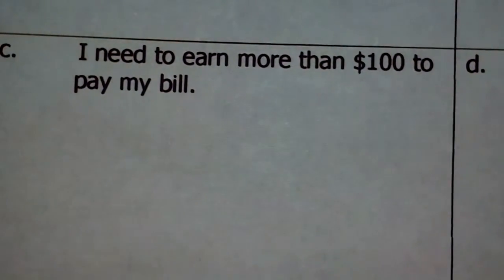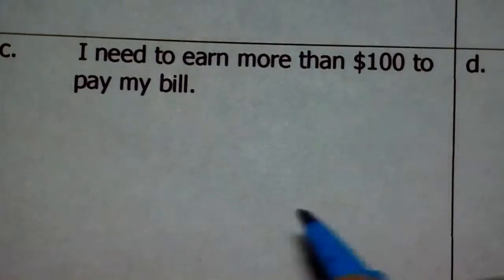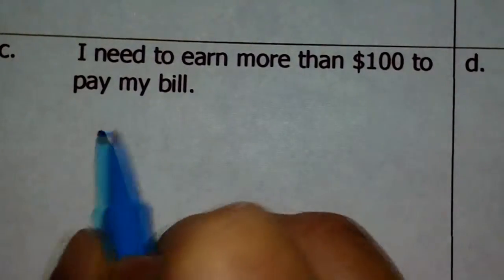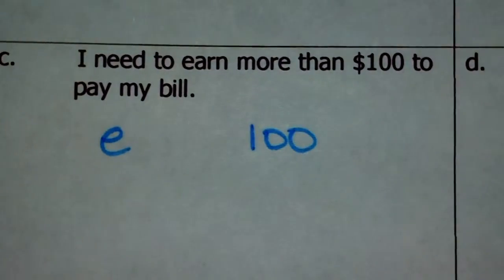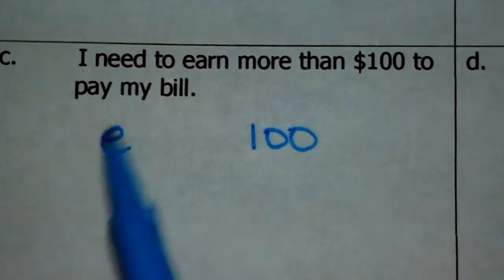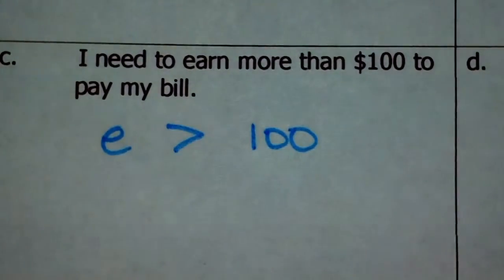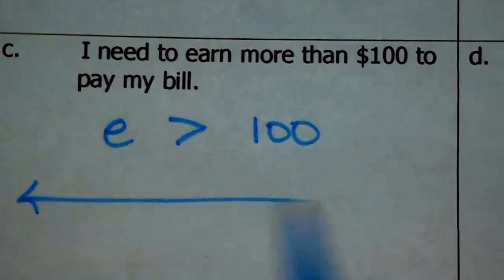I need to earn more than $100 to pay my bill. So I need to earn more than $100. So I'm going to use E for what I want to earn, and it's being compared to 100. Now, if it says more than 100, can it be 100? No, I want to earn more than 100. So that means the amount of money I earn needs to be greater than 100. This time it's not equal to.